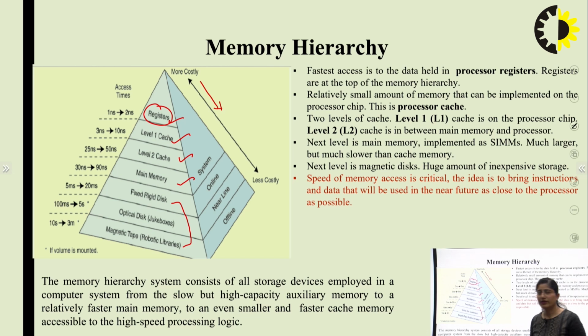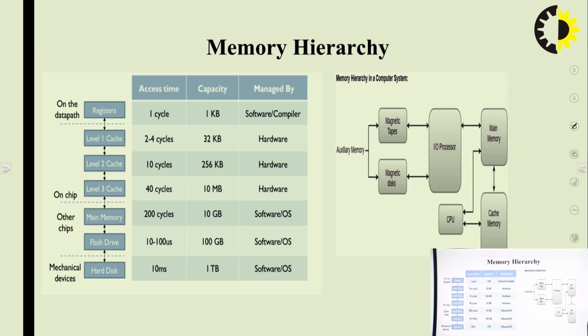Then after that, level 2 cache. Level 2 cache is between your CPU and your main memory, and works as a buffer. It is basically used to bridge the speed gap between the CPU and the main memory. Next, after main memory, you have your secondary devices, which can be a fixed disk, an optical disk, or a magnetic disk. So what we have seen in this diagram is that the smaller the memory, the costlier it is. So basically, this is the memory hierarchy.